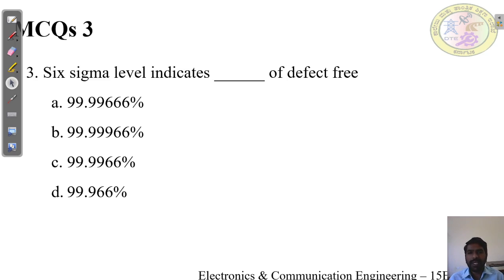Six Sigma level indicates dash percent defect free. Option A, 99.99666 percent. Option B, 99.99966 percent. Option C, 99.9966 percent. Option D, 99.966 percent. Pause the video and find the answer for this question.